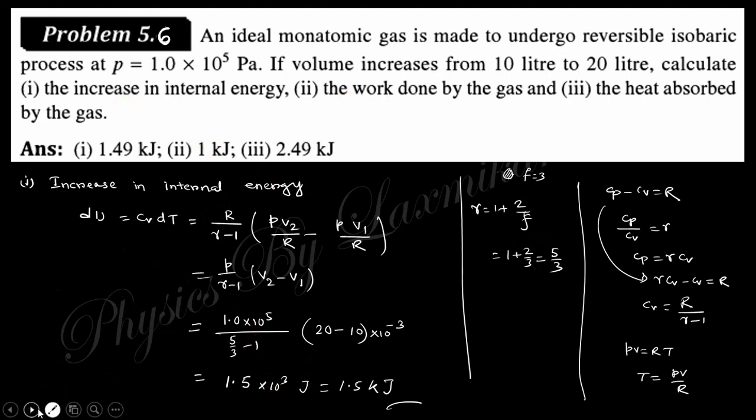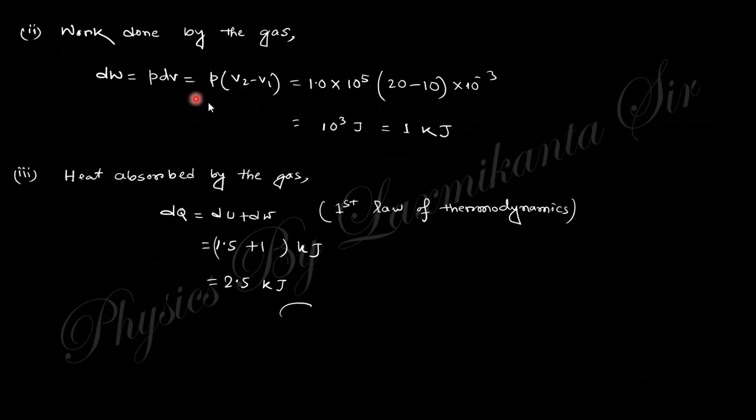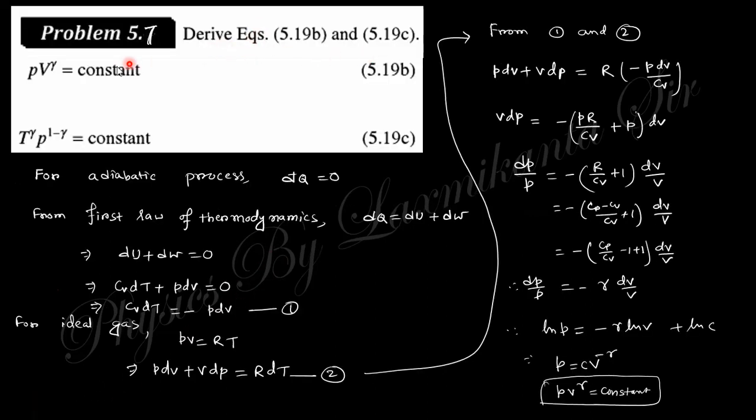Now the work done is nothing but P dV. So P into the volume difference. This is 1 kilojoule. So the heat absorbed, from the first law, dQ equals dU plus dW. dU is 1.5 and dW is 1. So this is 2.5 kilojoule. Next one. Derive these two equations.